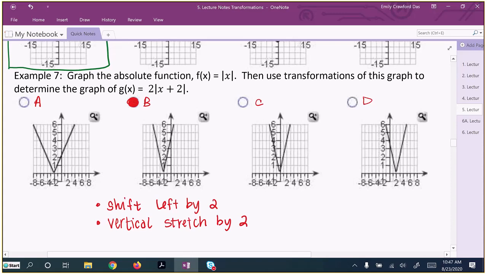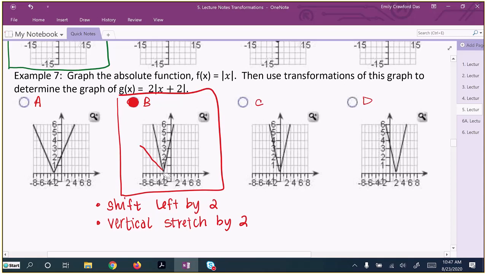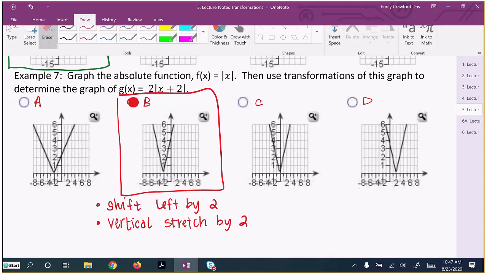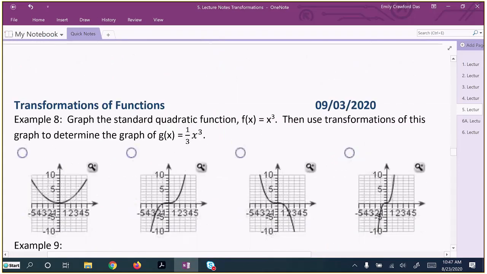So the vertical stretch is going to make the graph, instead of its usual V shape, each of the y-coordinates is multiplied by 2, so if this y-coordinate is multiplied by 2, then it moves all the way up to here. So it's taller and skinnier. So B is going to be our correct graph for the transformation g of x. All right, let's see one more example of this type.